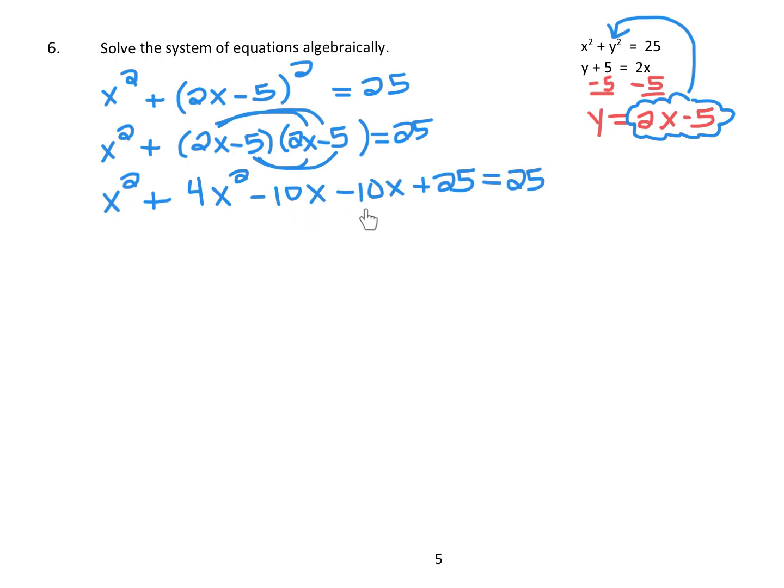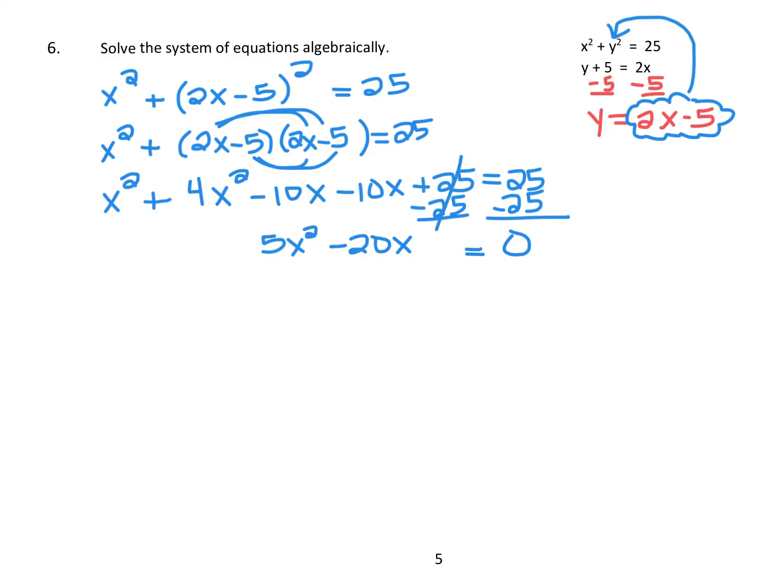Now, I know I have to combine like terms, right? And I also know I have to get this side of the equation set equal to 0. So I'm going to do that all at once. I'm first going to subtract this 25, and I'm going to do it from both sides of the equation. So I'll put it here as well. So we know on the right-hand side we have 0. That cancels off. Now, when we combine our like terms on the left-hand side, x squared plus 4x squared would be 5x squared. And then negative 10x and negative 10x would give us negative 20x. And actually, look at this, 25 minus 25 just cancels.